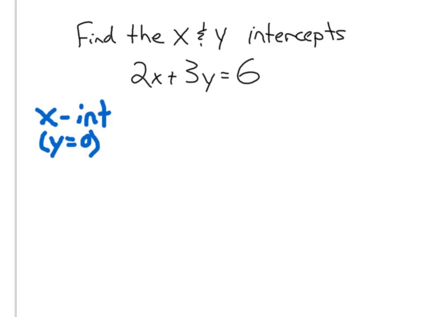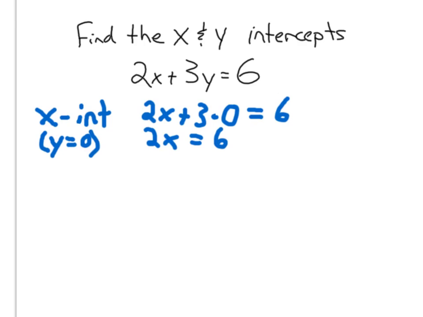Okay, so what we're going to do to figure this out is plug in 0 for y in this equation, because we know for the x-intercept y has to be 0. So we're going to have 2x plus, instead of 3 times y, 3 times 0 equals 6. And we're going to use order of operations to solve this. Well, we got 2x plus 3 times 0 is 0. So we're just going to put 2x equals 6.